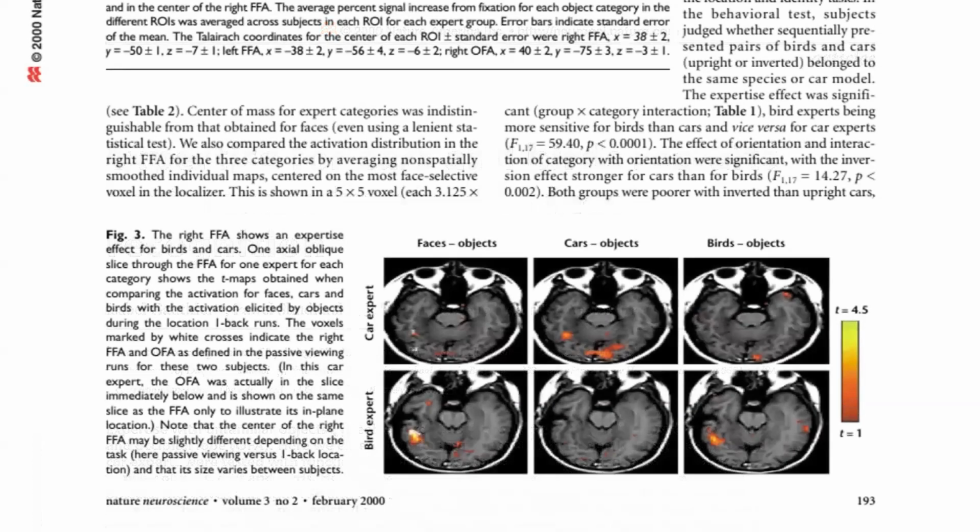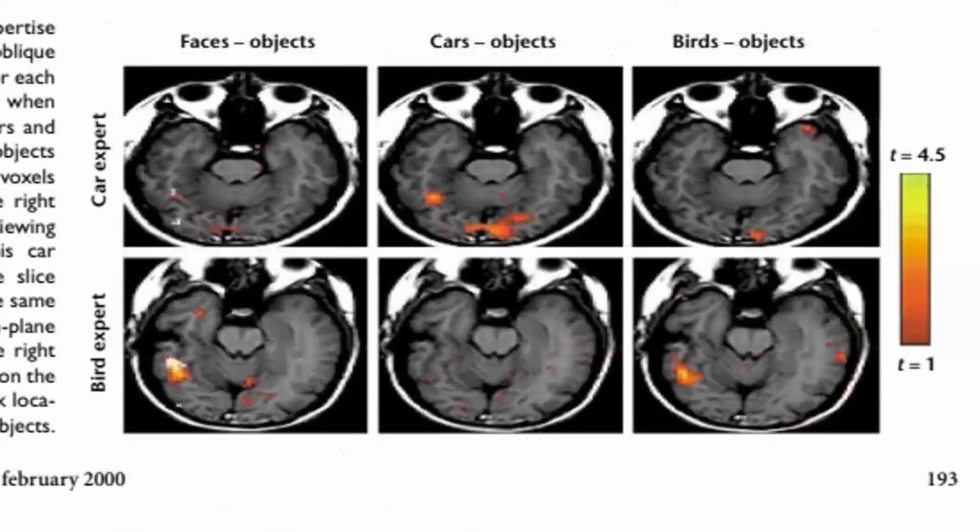So for this one, we're going to take a look at these brain scans here. So we have the fusiform face area. That top row, that's a car expert. That bottom row, that's a bird expert. And you can see when they're looking at faces, that left column, that's how it is when they're looking at faces versus objects. And you can see for the car expert, we got extra activation in that fusiform face area. For the bird expert, we got extra activation in that fusiform face area. So they are processing faces in that fusiform gyrus.